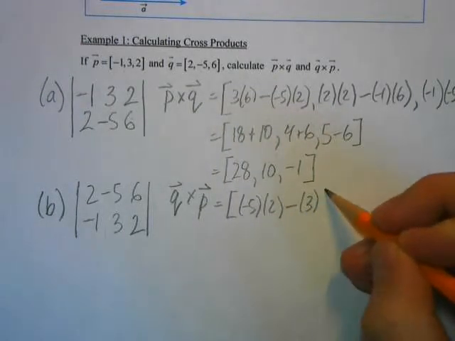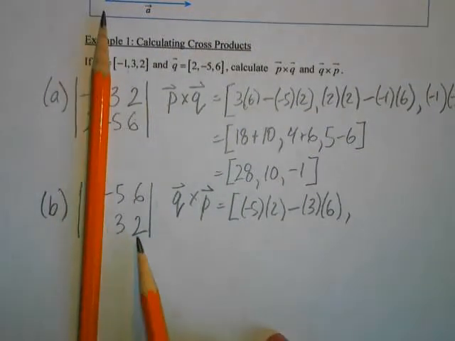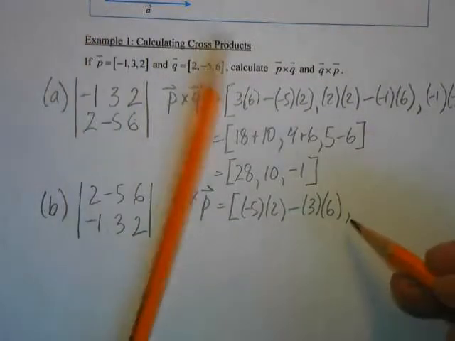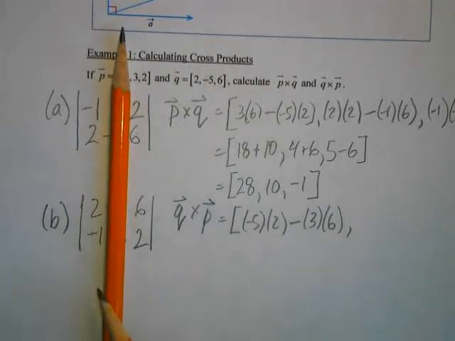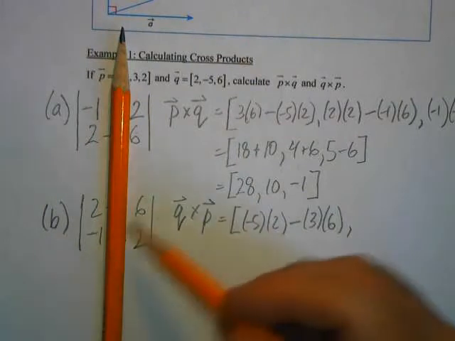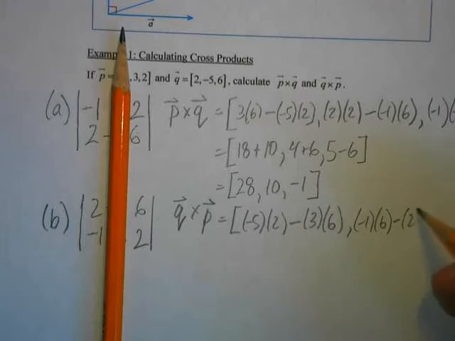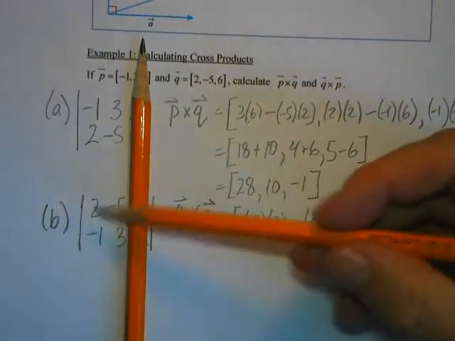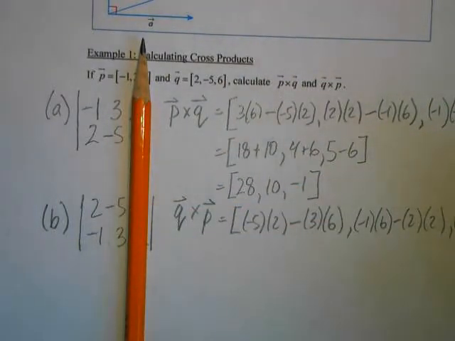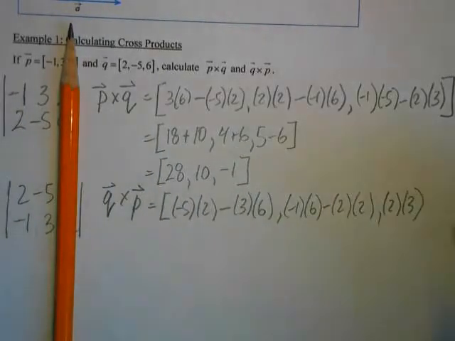And that's the x component, so -5 times 2 minus 3 times 6. The y component, second component, cover the second column and change the order we do this. So it's going to be -1 times 6 minus 2 times 2. And then the third component, go back to the original order: 2 times 3 minus -1 times -5.